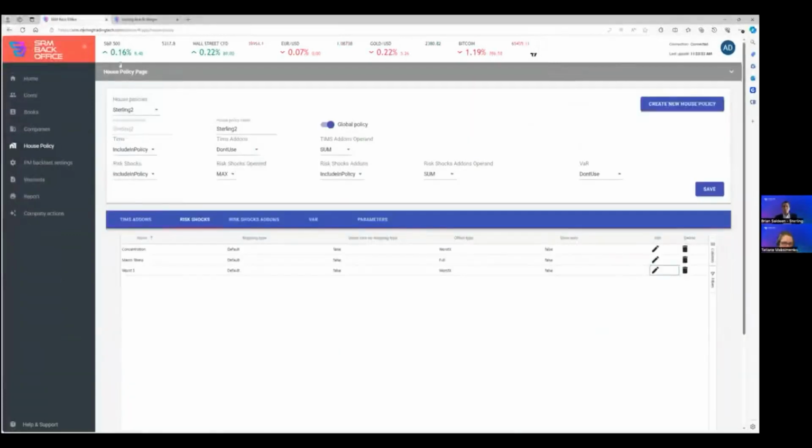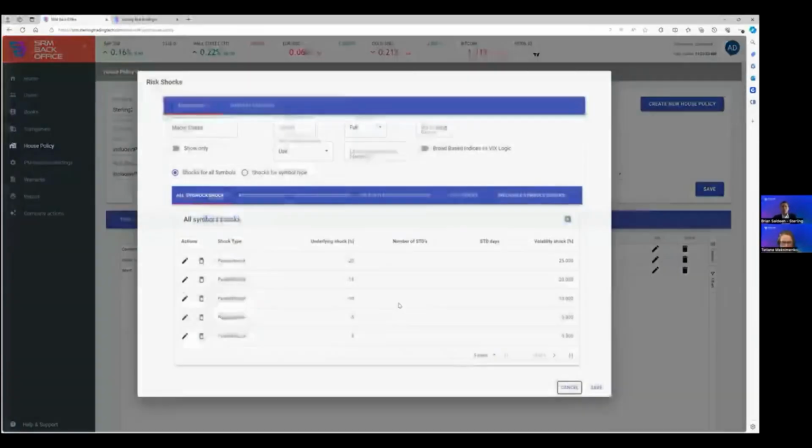Why is it even looking at TIMS? That's because here we said include TIMS in the house policy. So essentially it's comparing between regulatory TIMS and one of these 3 numbers. So this is a really simple house policy, but it gives you an idea of how these risk shocks can be used to configure this very flexible approach for how you want your house margin to be calculated.